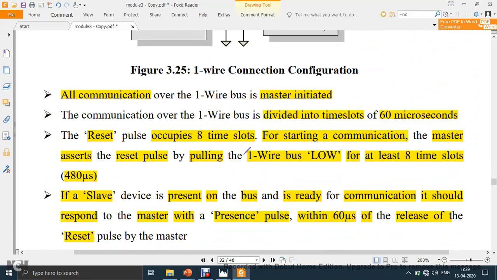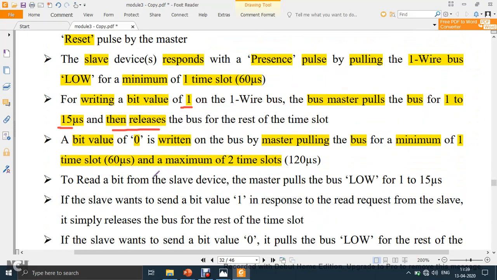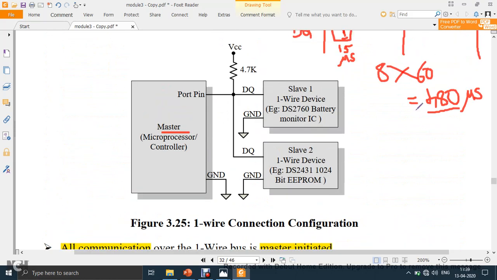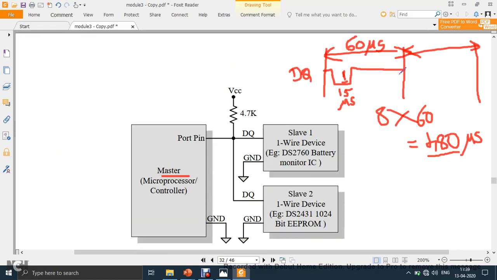Okay, so this is how logic 1 is transmitted. So what about logic 0? How is logic 0 transmitted? A bit value of 0 is written on the bus by the master pulling the bus low for a minimum of 1 time slot and a maximum of 2 time slots. So to write a zero, this line will be pulled down for at least 60 microseconds. This is one and this is zero. So this is how the data communication takes place.